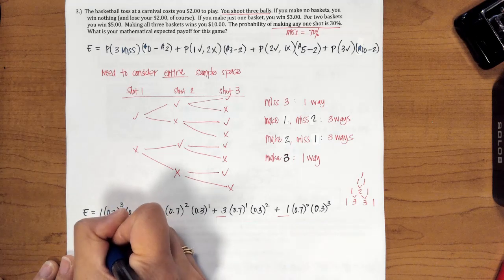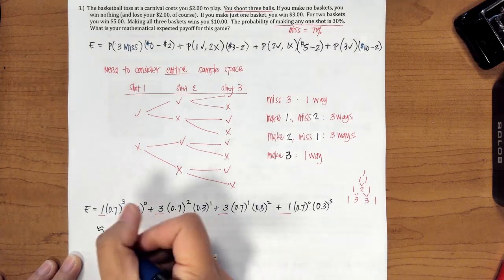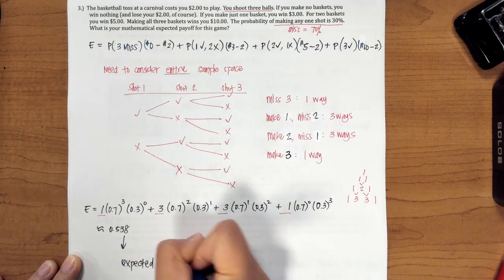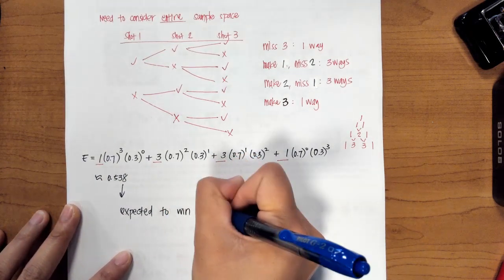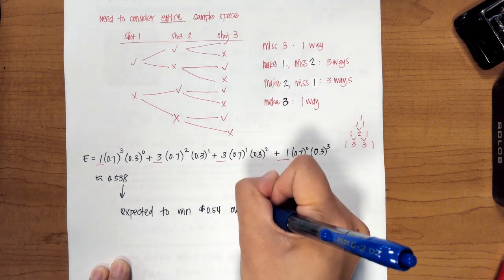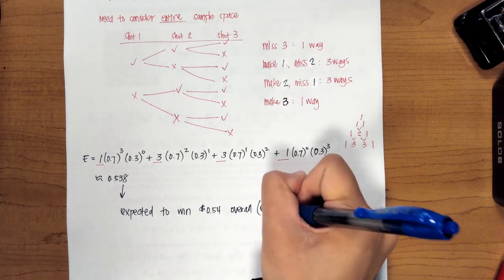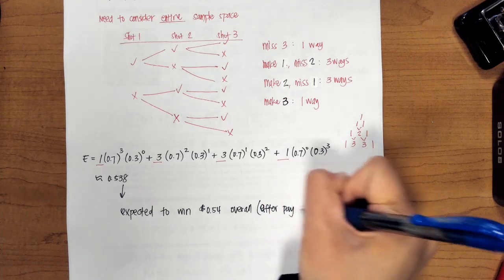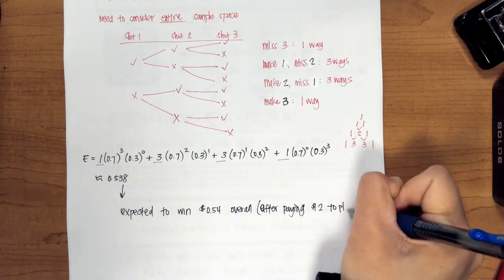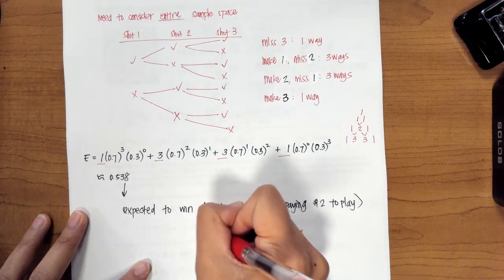So your expected payoff is 0.538. And what is that? 0.538 means that you are expected to win 54 cents overall, after paying $2 to play. Right? So this is your expected payout, which is pretty low.